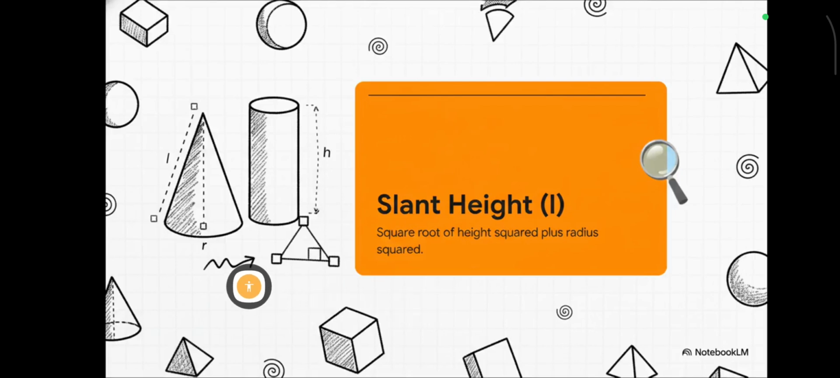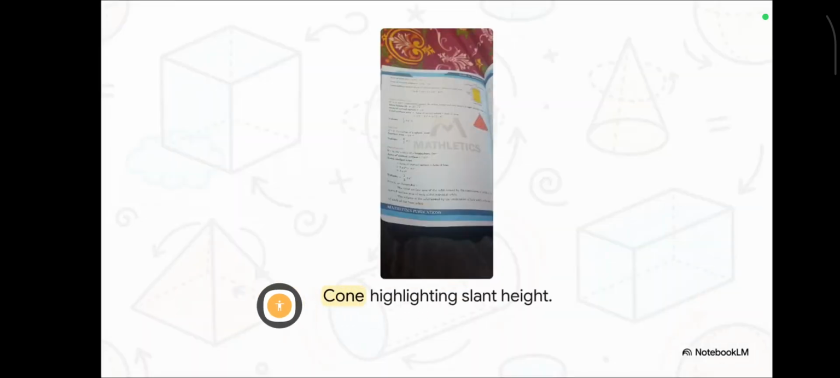As we move from a straight cylinder to a tapering cone, a standard vertical height just isn't enough to calculate the outer surface anymore. We need the slant height, which is the diagonal distance down the side of the cone. And thanks to the trusty Pythagorean theorem, it's easily calculated as the square root of height squared plus radius squared. You can clearly visualize it here.